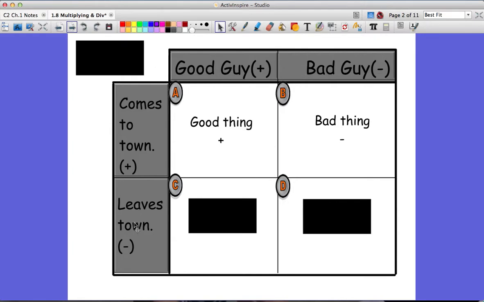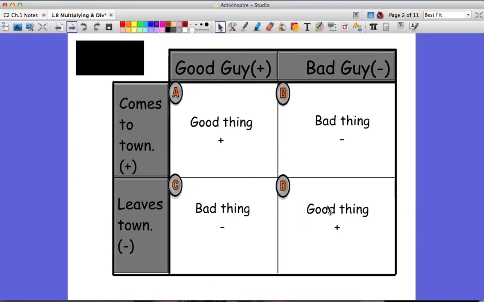If a good guy leaves town, so that's a positive and a negative, that's going to be a negative. And then if a bad guy leaves town, then that is going to be a positive. So a bad guy leaving town would be a positive.